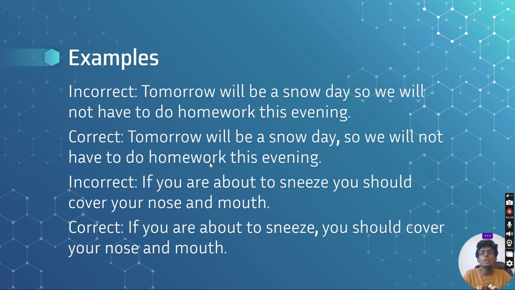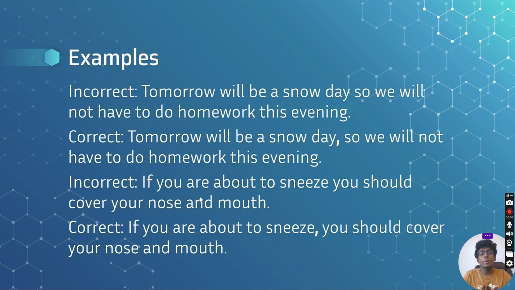So examples. Let's say we have, tomorrow will be a snow day, so we will not have to do homework this evening. So we have a coordinating conjunction here, so, and tomorrow will be a snow day. That's an independent clause. We will not have to do homework this evening. That's also an independent clause. So we want to use a comma here to separate the two clauses.